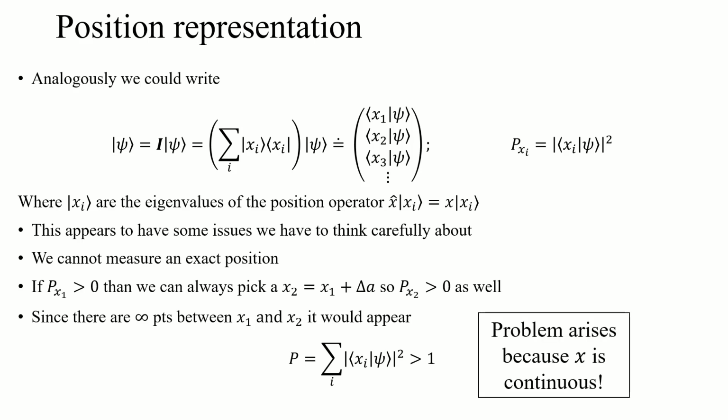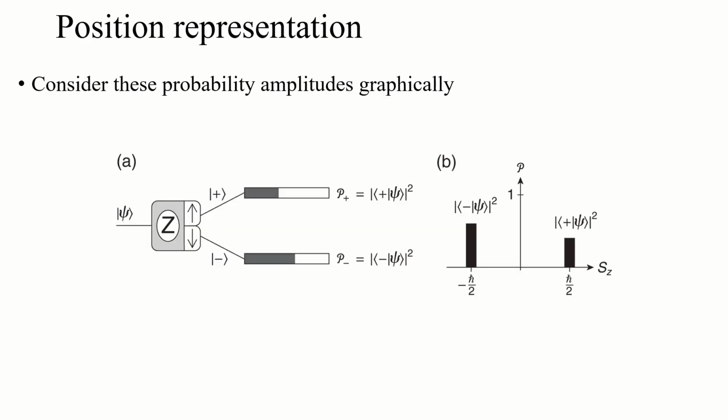All of this arises because x is continuous. And what we're used to is dealing with these discrete problems where spin could be spin up or spin down in our spin 1/2 system. Here, it's continuous. So how do we do this? Well, let's consider these probability amplitudes graphically, right?